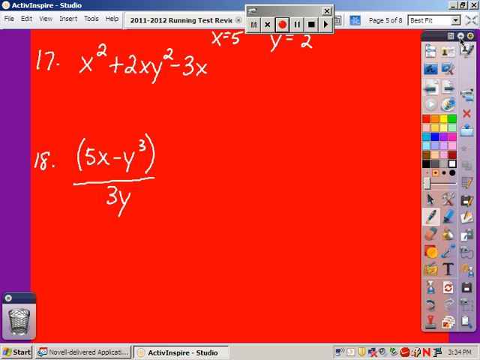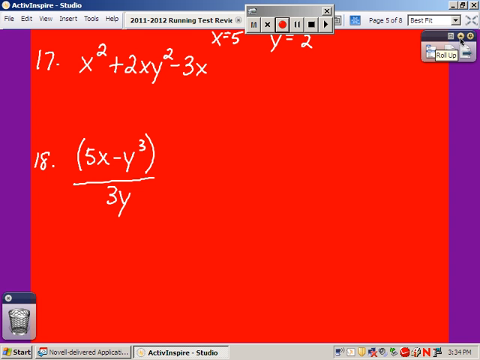This time we have ones that ask you to evaluate. Evaluating isn't much different than any other basic algebra you've been doing for a long time. I've got x equals 5 and y equals 2. So what I'm saying is 5 squared plus 2 times 5 plus 2 squared minus 3 times 5.